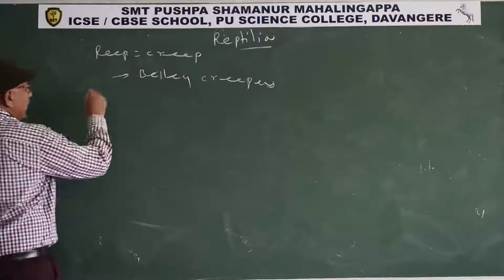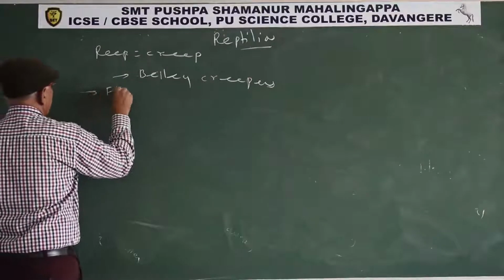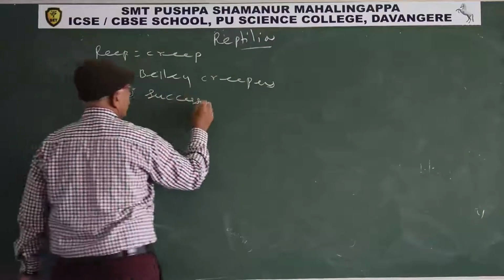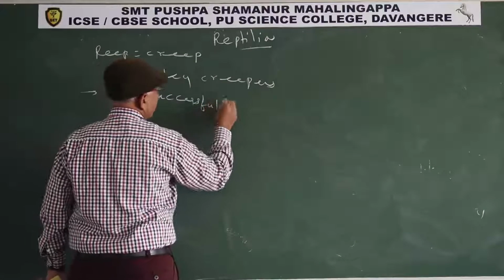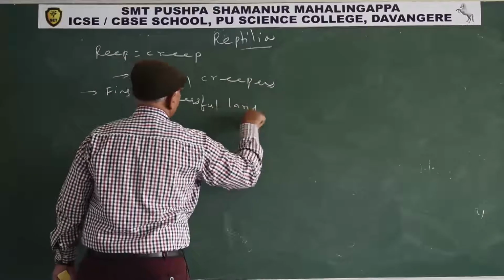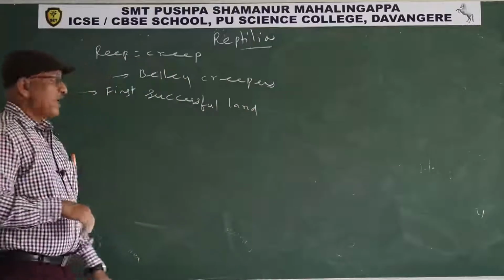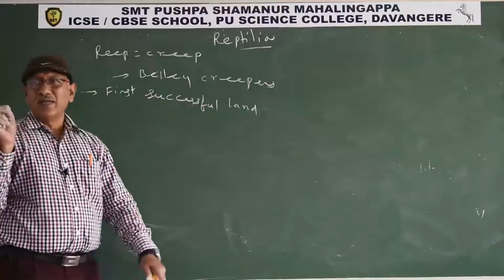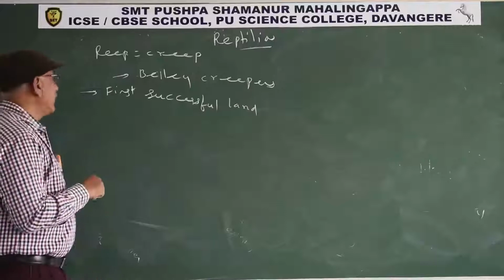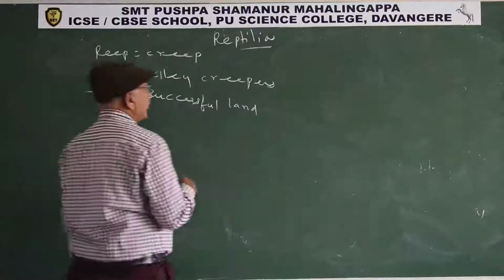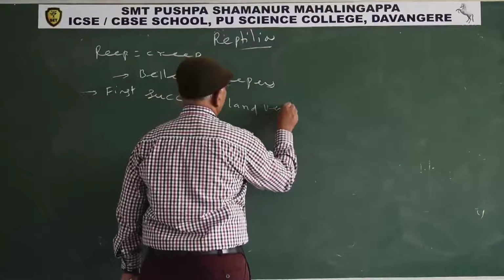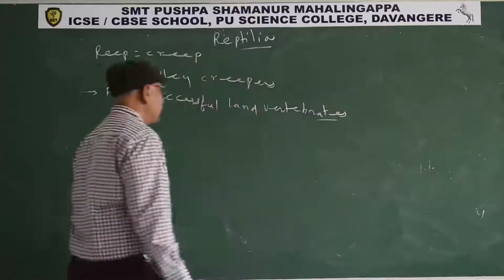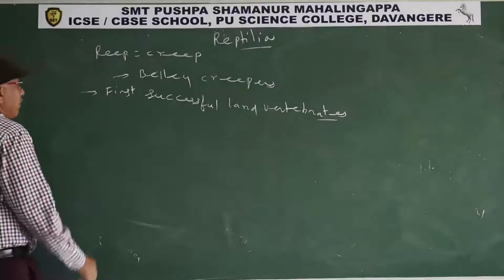First successful land vertebrates. The first land vertebrates were amphibians. First time on land, reptiles led a successful mode of life. That's why the first successful land vertebrates are reptiles. First successful land vertebrates are Reptilia.